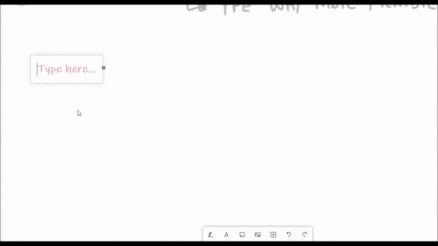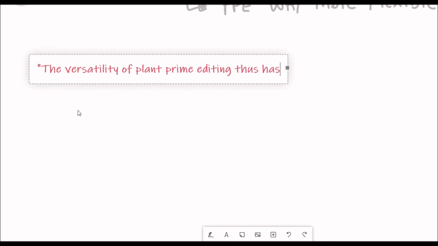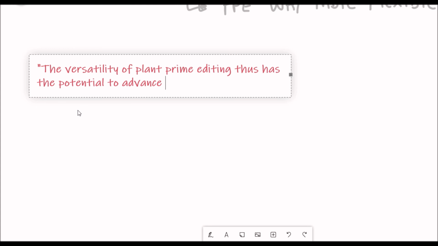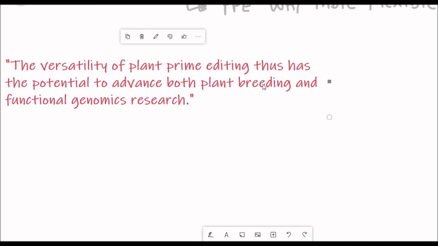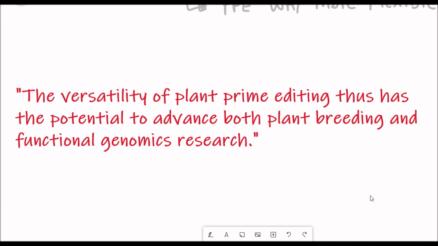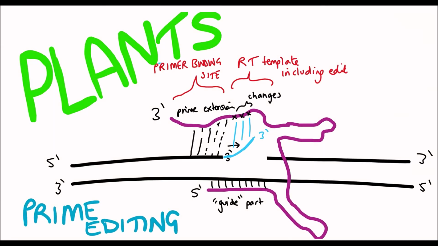And so I think there's still work to be done in optimizing the system for plants. But as stated in the last sentence of this publication, the versatility of plant prime editing has the potential to advance both plant breeding and functional genomics research. So it'll be exciting to see how plant prime editing is used in the future.